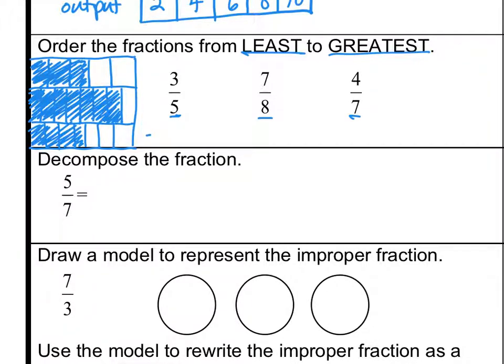So now it's easy for us to see that the last one here, the 4/7, is the least. The next biggest is this one here, which is the 3/5. And finally, the largest is the 7/8.